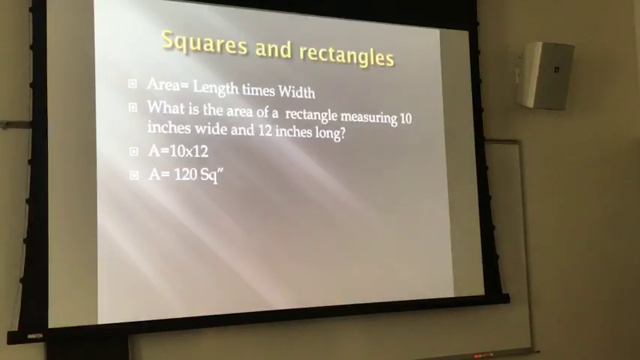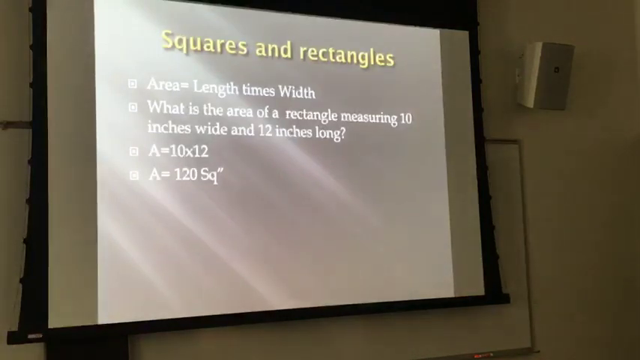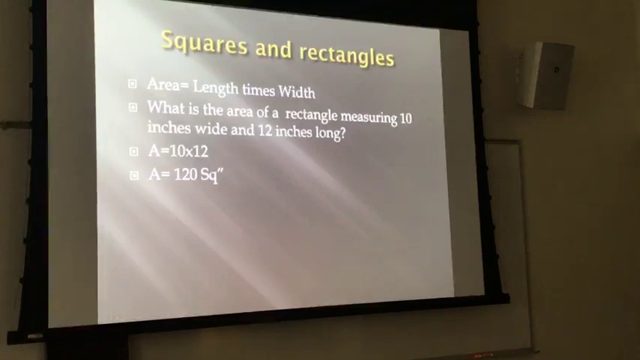How do you find the area of squares and rectangles? You just multiply the sides, length times width. If you've got a 10 by 10 square, it would be 10 times 10, which is 100 square inches. If you had a rectangle, the short side times the long side, so 10 by 12 in this case would be 120 square inches.